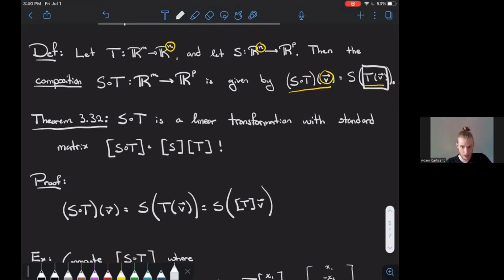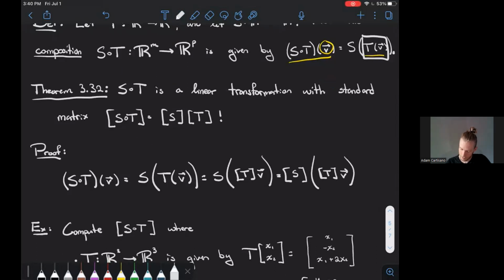But by definition, that is it. This object on the inside is just a column vector in Rn. By definition, S of that thing is the standard matrix of S multiplied, oh, that's confusing, times the standard matrix of T of V. And then the last step is just associativity. By the associative property, this is just S times T.